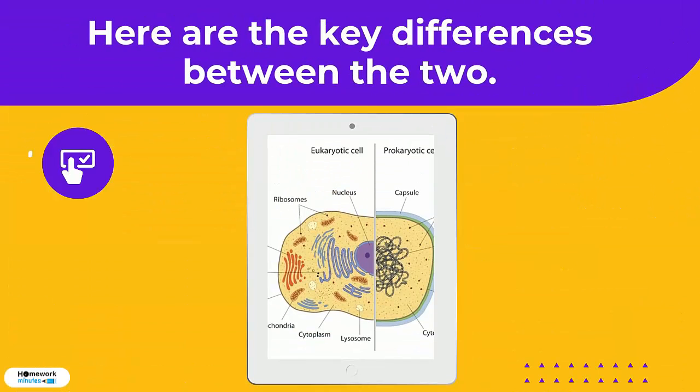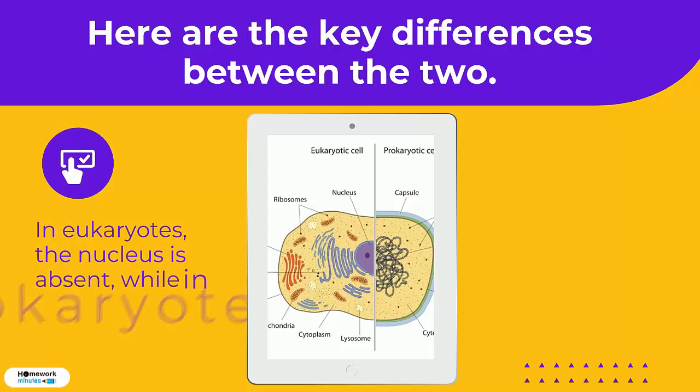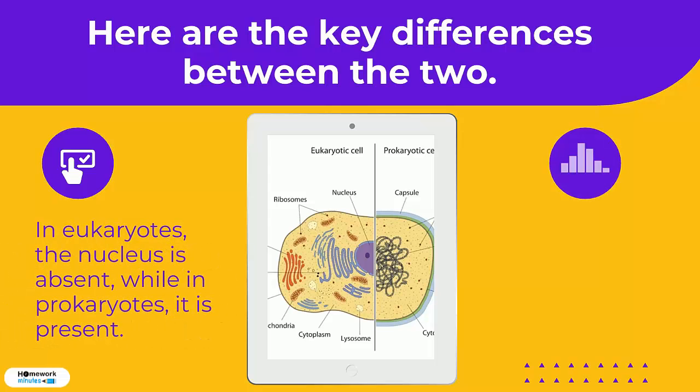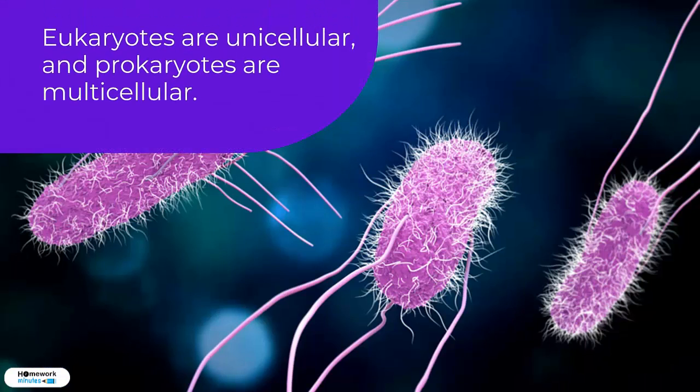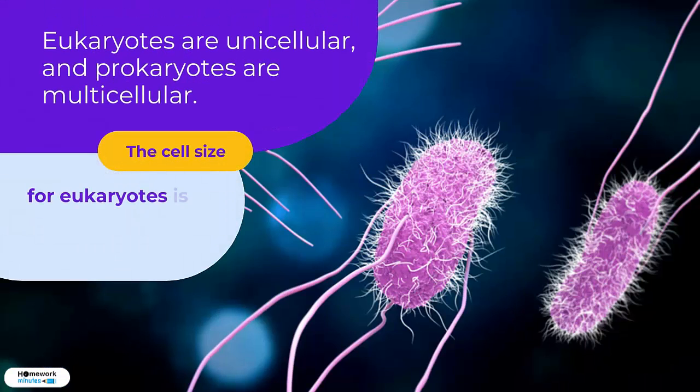Here are the key differences between the two. In eukaryotes, the nucleus is absent, while in prokaryotes, it is present. The prokaryotes have organelles, eukaryotes don't. Eukaryotes are unicellular, and prokaryotes are cellular.